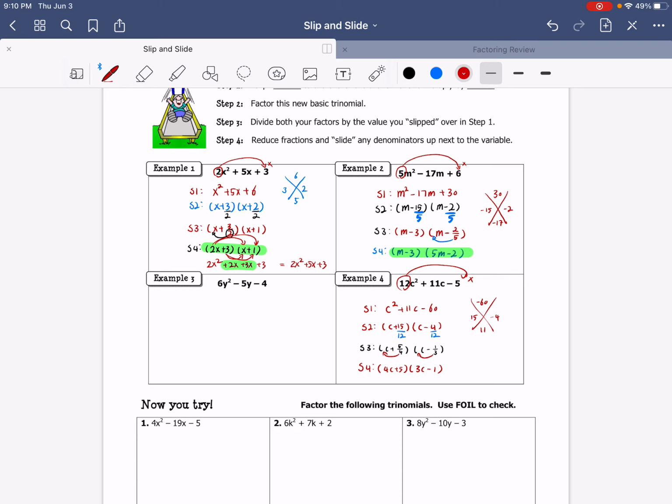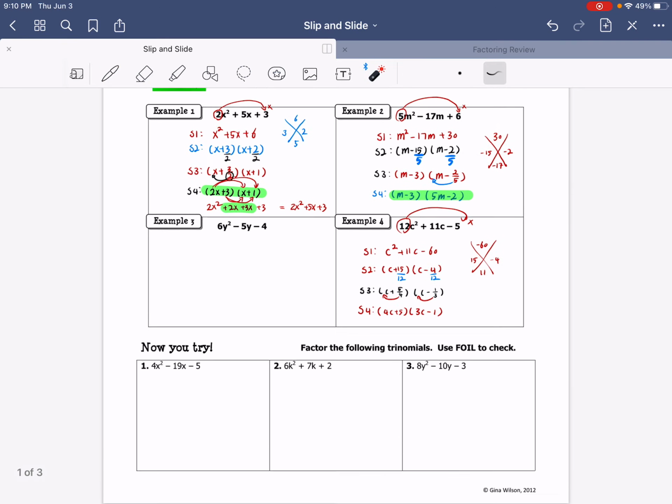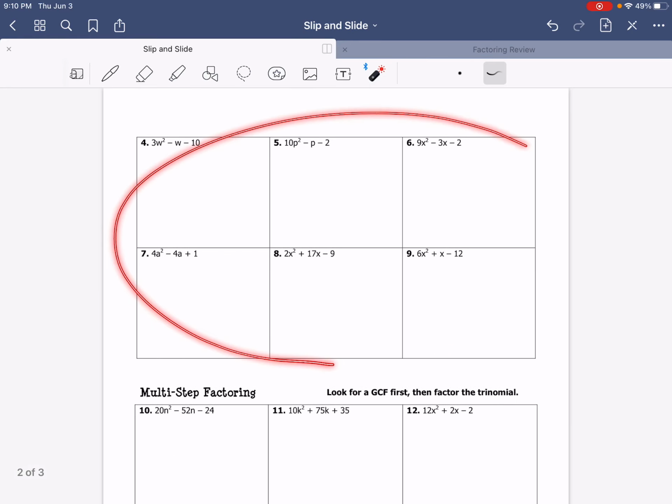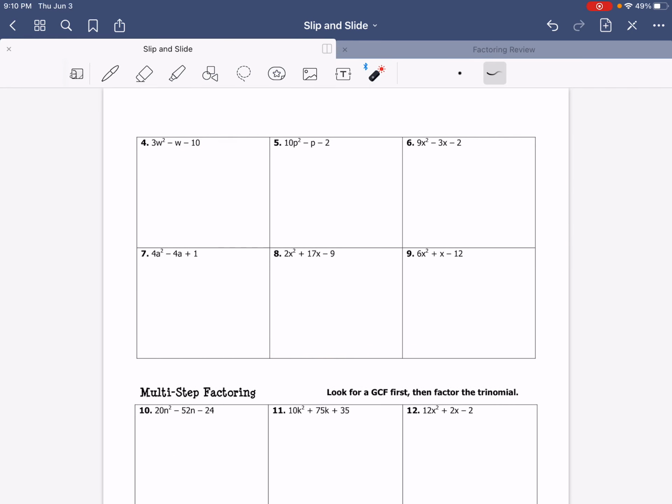And as you can see, there's no GCF. So the first step should be to do GCF, but there's no GCF. That's why we are doing slip and slide. Okay? So try these 4 questions by yourself and then these another 6 questions. That will give you enough practice to get used to this.